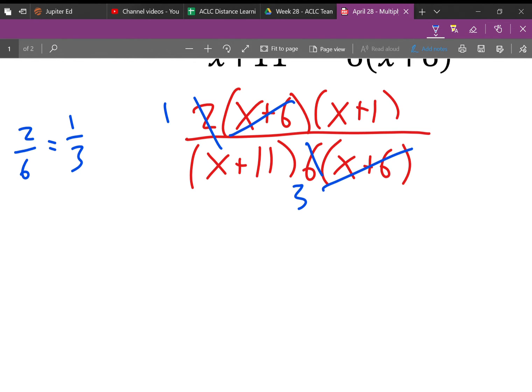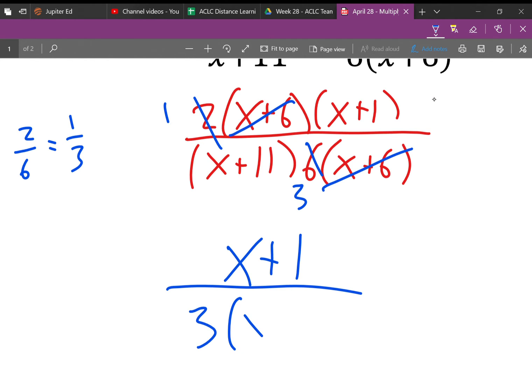So then when I write my answer, what's left on the top? I have 1 and x plus 1. I don't normally write that 1. I'm just going to write x plus 1. And I don't need a parenthesis here because there's nothing else around it, and the division sign counts as a grouping symbol. If you like to write the parenthesis, feel free to. It doesn't make it wrong. The 3, I do in my answer want to be in front actually. And then at the bottom I also had x plus 11 left over.